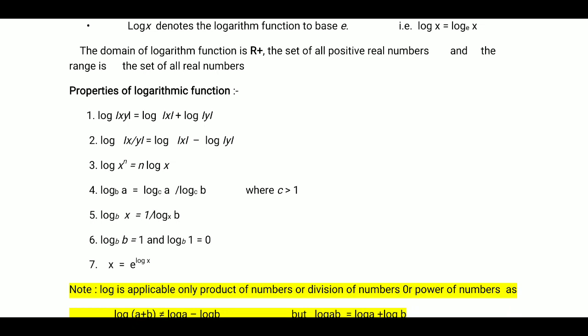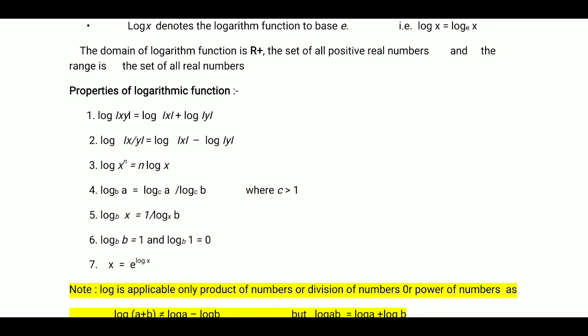Now the fourth property: log a base b is equal to log a base c upon log b base c. It is an important property for changing base. Now log x base b is equal to 1 upon log b base x. Here we can interchange the number and base. How will you change? Log x base b is equal to 1 upon log b base x.